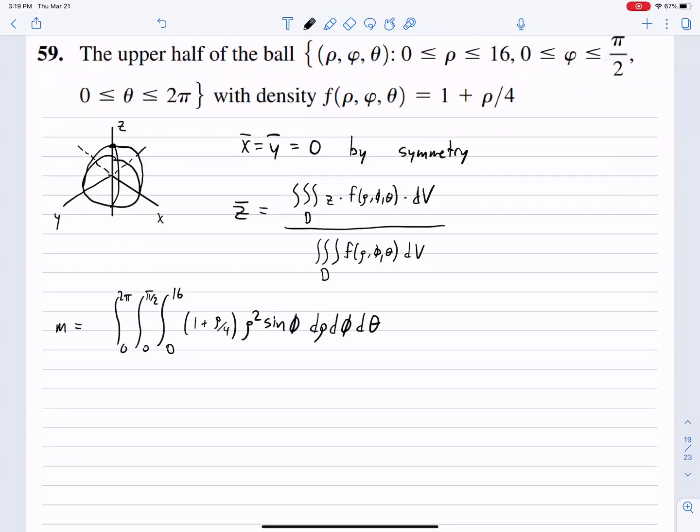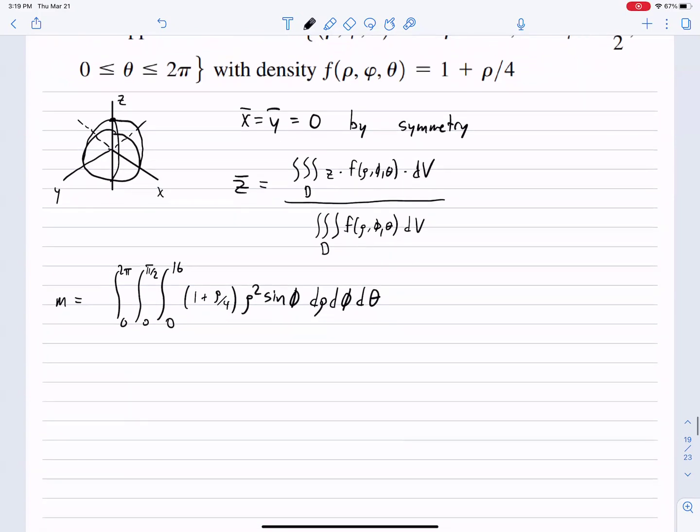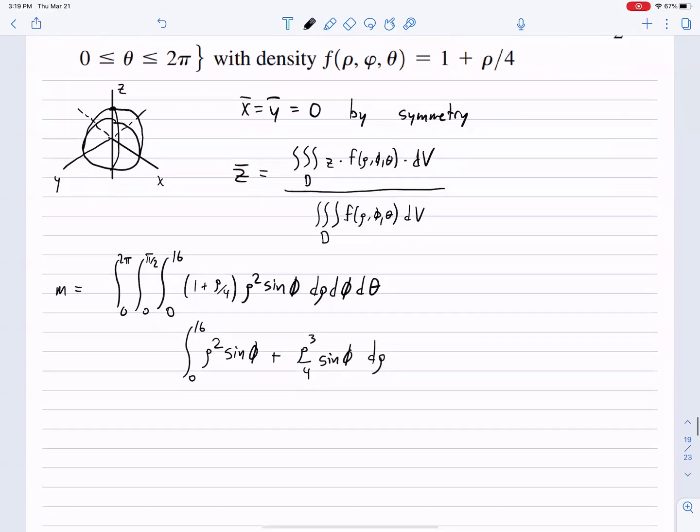Oh, I don't like that. It's not a U sub. It's because you're integrating with respect to rho. It's not that it's hard, it's just not that nice. Oh, okay. It's rho squared sine phi plus rho to the fourth over 4 sine phi, and then I'm integrating with respect to rho from 0 to 16. And then the rest.